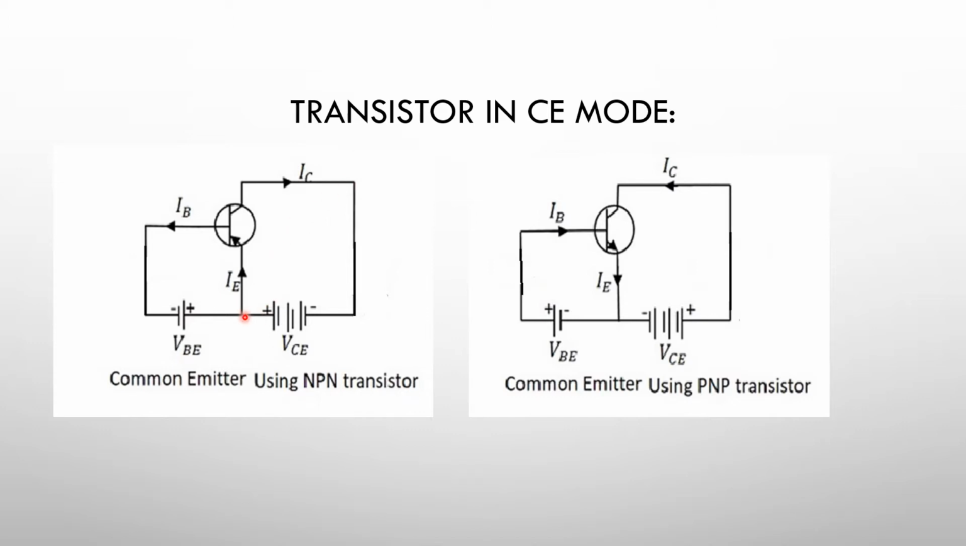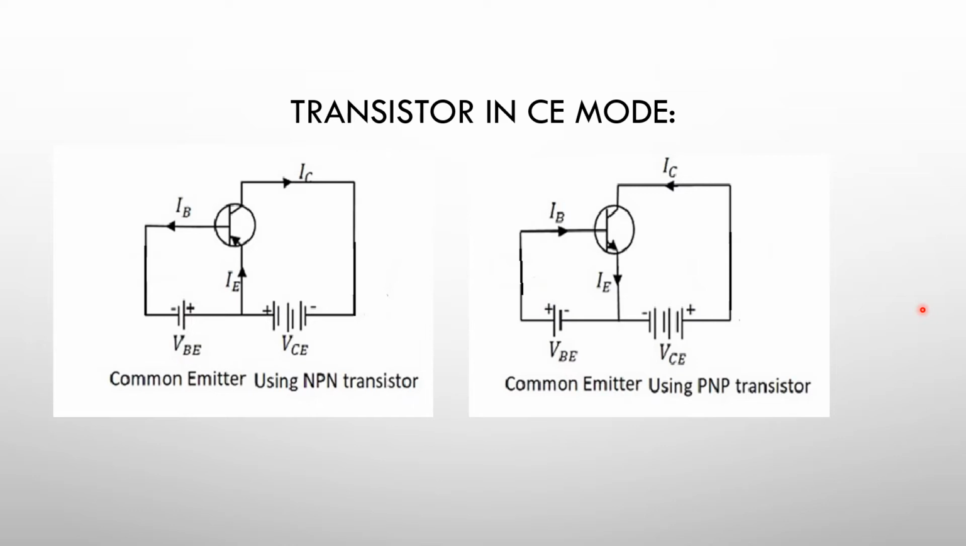Here we can observe the emitter terminal is grounded, so the common emitter configuration is also known as grounded emitter configuration. Sometimes the common emitter configuration is also referred to as CE mode or CE configuration, and this is the most widely used transistor configuration.